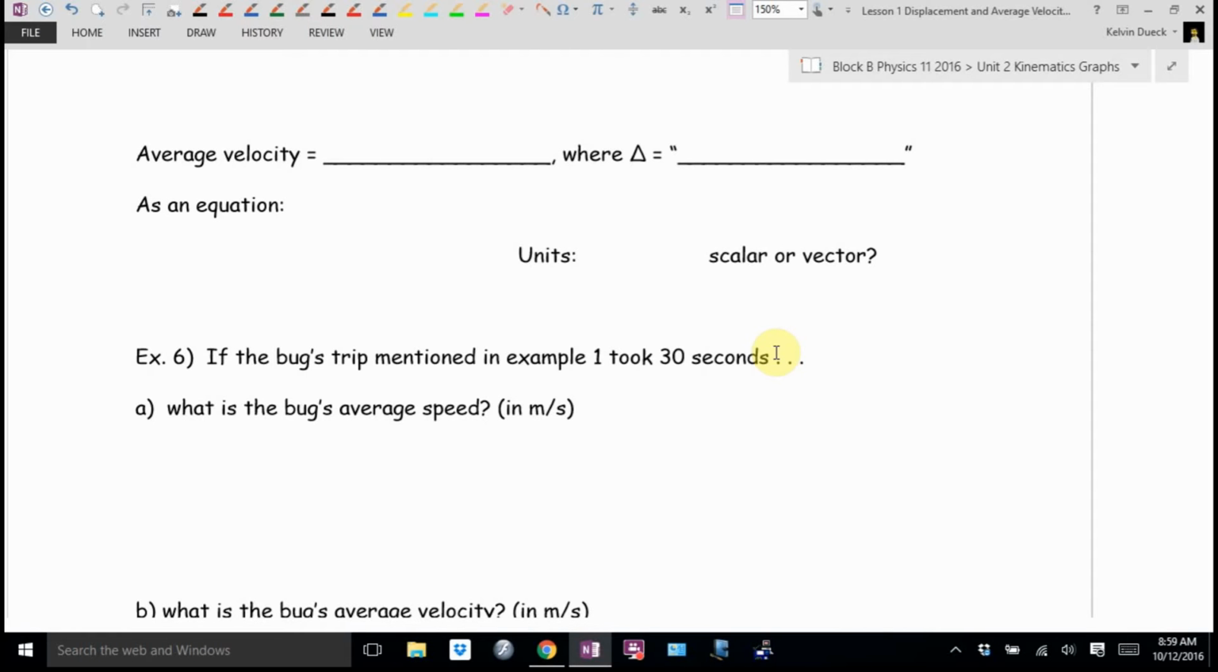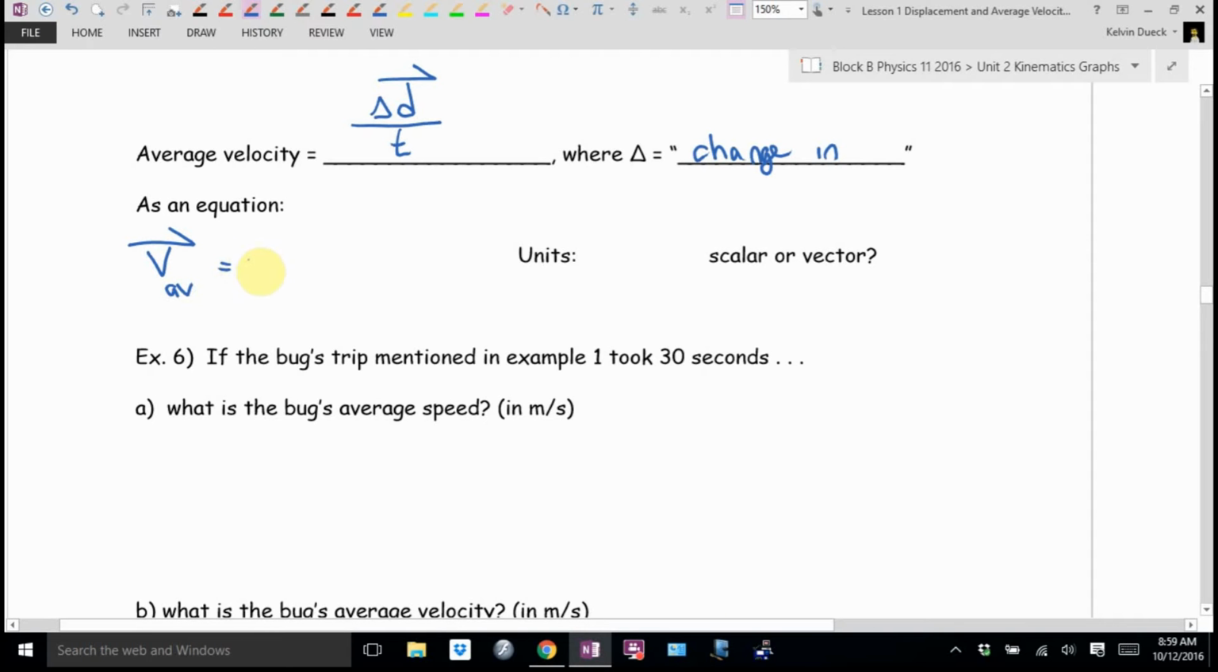Average velocity is displacement over time, where that triangle means change in. As an equation, we would say this. Velocity average. That's the other reason I don't use the average symbol, because the vector arrow is up there now. Equals that. By the way, it's also technically change in time, but because time is always a change in, we get sloppy, we get lazy, and we tend to drop the delta.